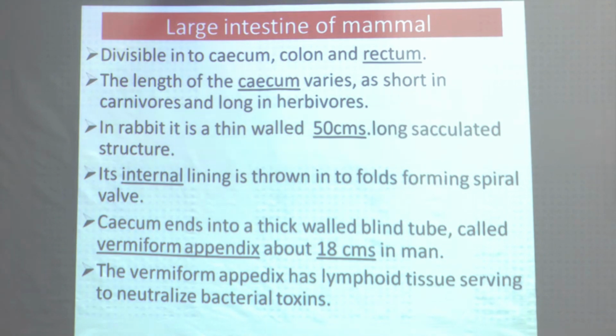The cecum is 50 centimeter. Its internal lining is thrown into folds forming a spiral valve, and the cecum ends into a thick walled blind tube that is called as vermiform appendix.